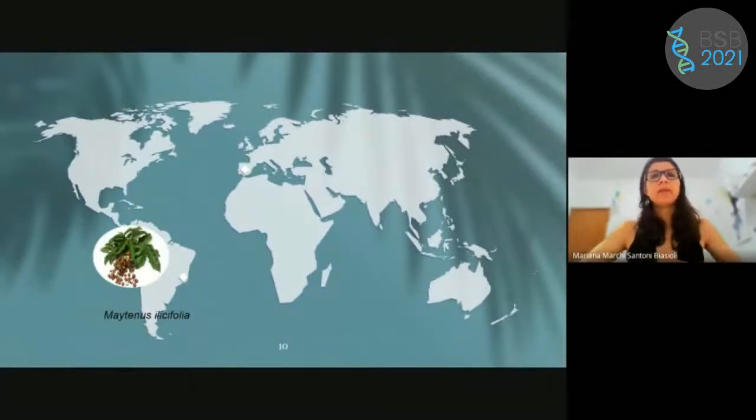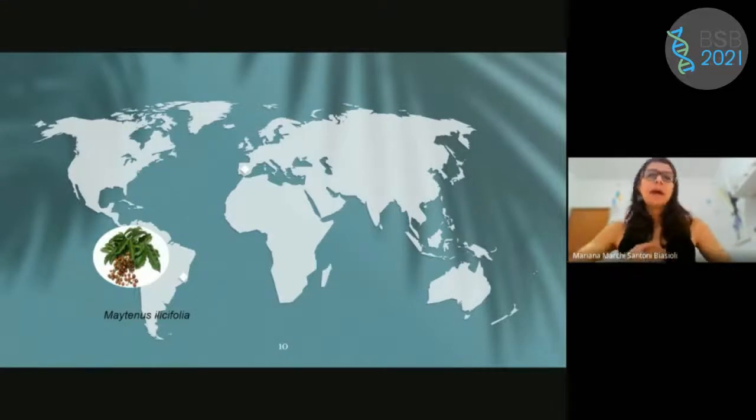For example, Maytenus ilicifolia is a Brazilian native plant from the Celastraceae family, and this plant is a tree known for its variety of therapeutic properties. For example, Maytenus ilicifolia leaves and the root have been used for a long time as a treatment of several diseases.